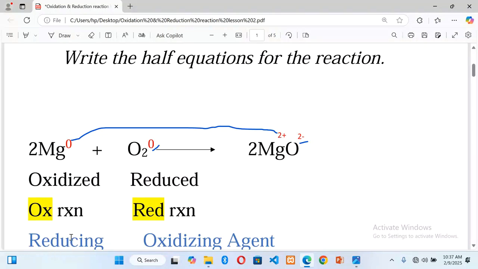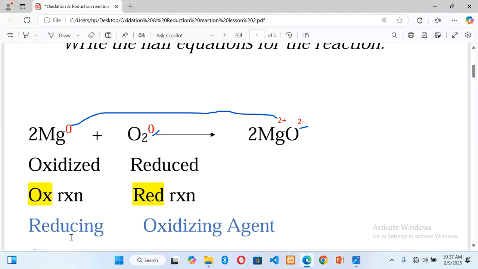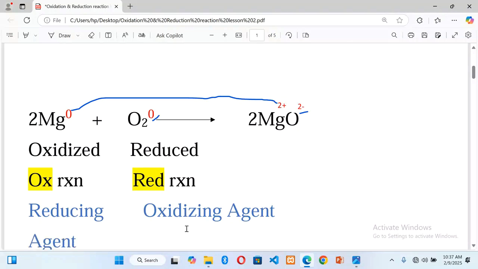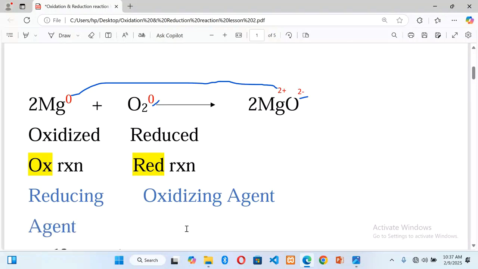And as we said, mostly metals are reducing agents. Why? Because metals are electron donors, while non-metals are good oxidizing agents. Why? Because they are electron acceptors. So that's how we can summarize an oxidizing agent and a reducing agent.